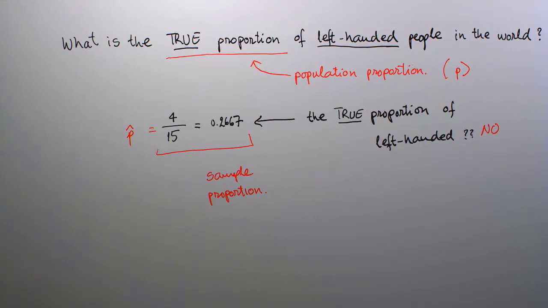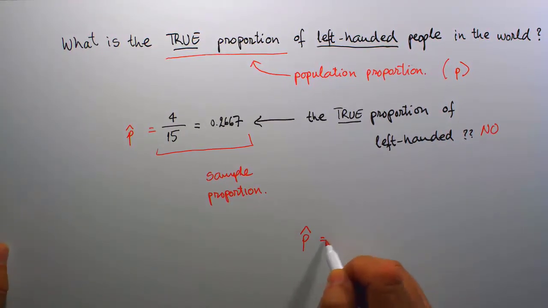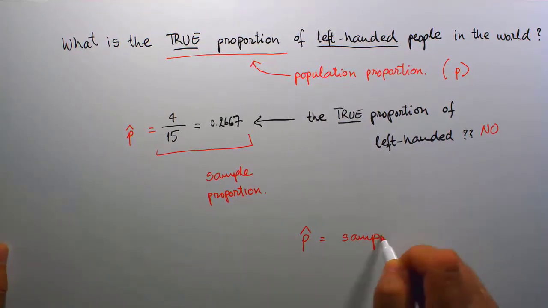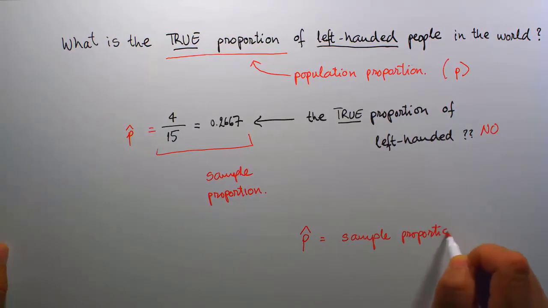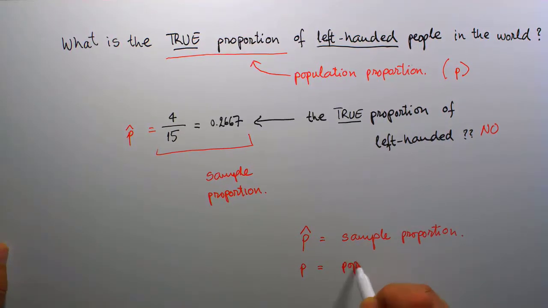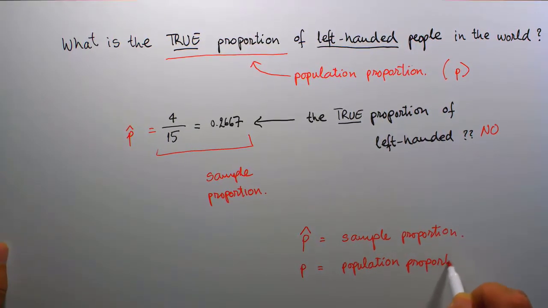So from now on, a lowercase p with a hat is a symbol for a sample proportion, whereas a lowercase plain letter p is a population proportion.